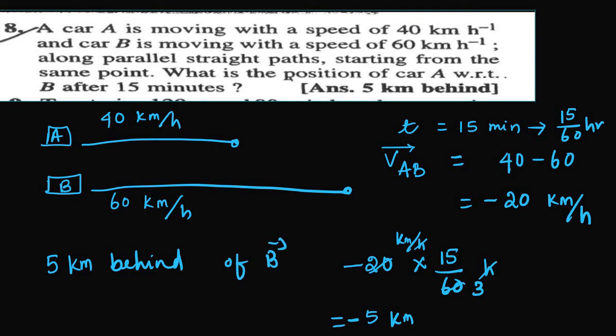This you need to write. Okay. So this is how we solve a problem on any relative velocity thing. A 5 kilometer behind, that's why the negative 5 came into factor, because it is showing us the direction.